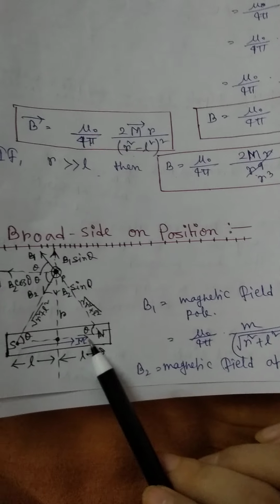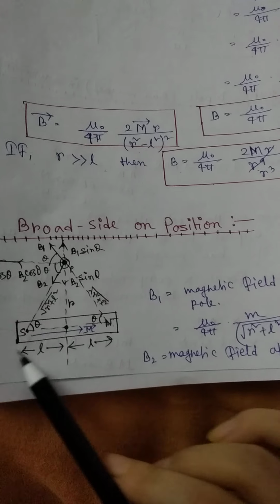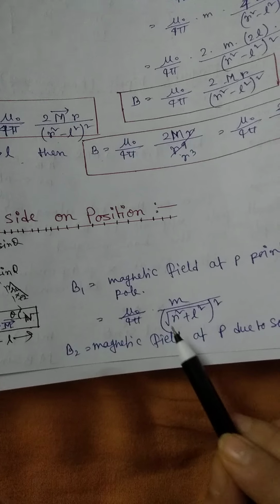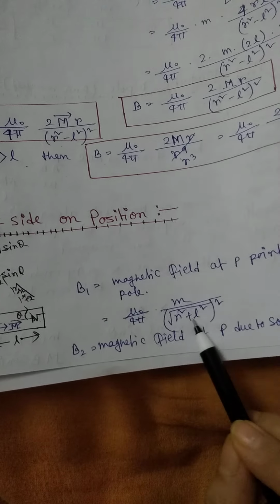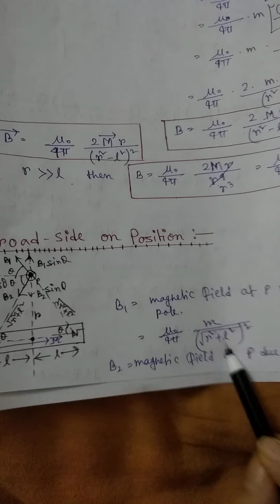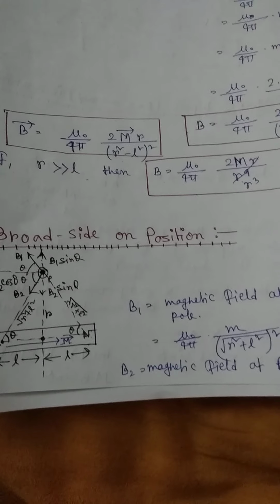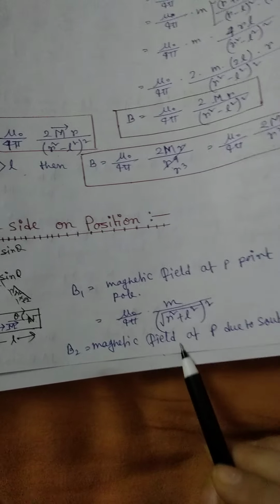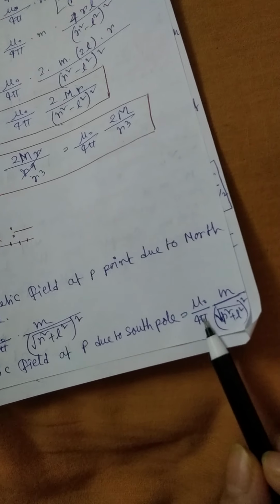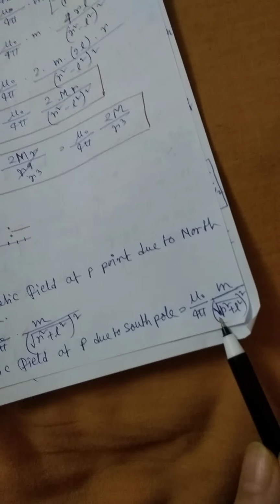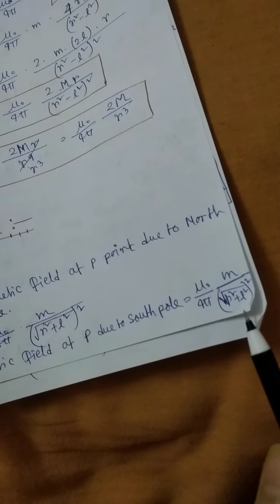Here also the strength of the north pole is m and the strength of the south pole is also m. The distance between the north pole and point P is root over (r square plus l square). Now B2 is the magnetic field at point P due to the south pole, and the magnitude of B2 equals mu naught by 4 pi, m by (r square plus l square).